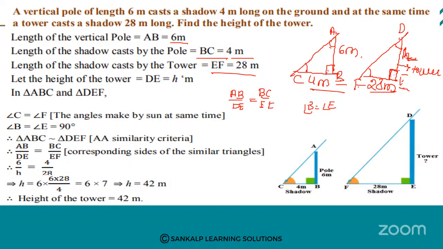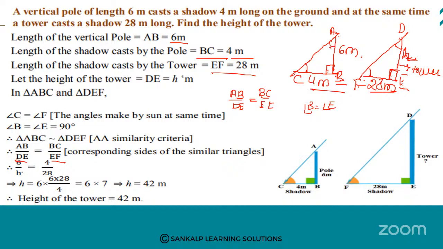So for that, DE divided by EF. DE is corresponding to which side? It is corresponding to AB. So, BC by EF, AB divided by DE. Now, AB value is 6, DE value is H, we don't know. BC value is 4, EF value is 28.